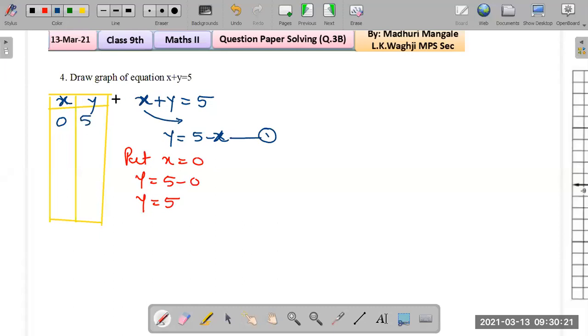You can also add one more column here, x comma y. So that will give you the point, correct? The point will be of the form 0 comma 5, right? So from here you get 0 comma 5.